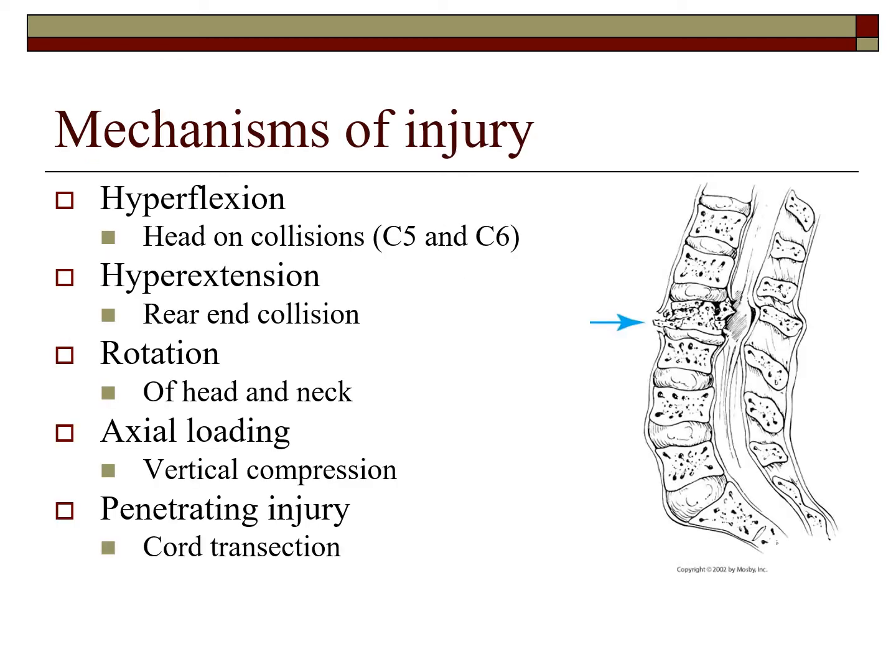I have a couple of mechanisms of injury from your text. You can see hyperflexion would be a head-on collision. This is where your chin moves quickly to the top of the chest. Hyperextension is a rear end collision. The more common term for that is whiplash. Rotation is the alignment moving off to the side.